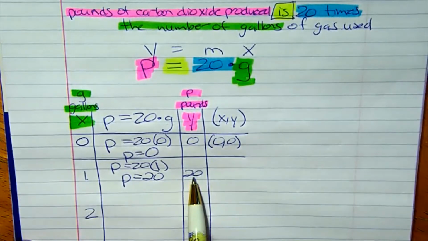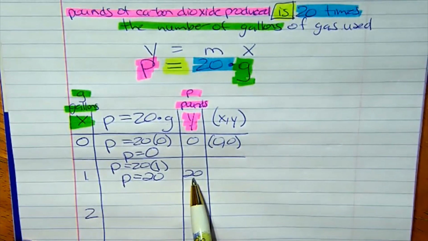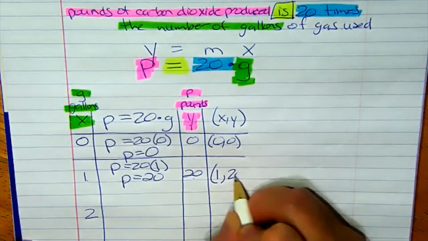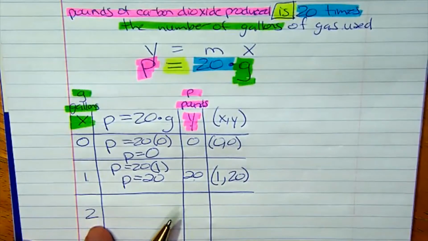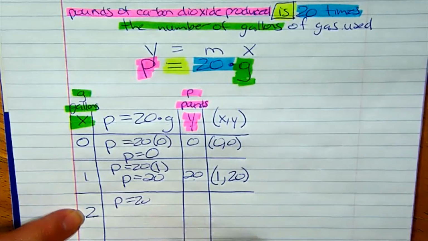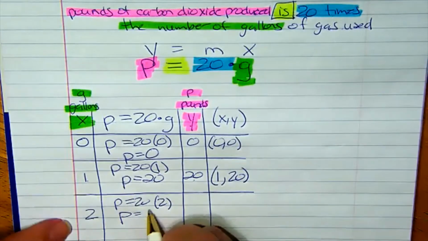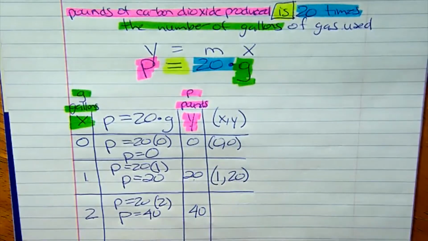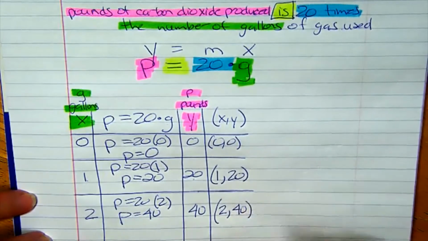Input, output. I'm putting in 1 gallon. I'm getting out 20 pounds. Put in 1, get out 20. Now we're going to put in 2 gallons. So input, we are going to put in 2 gallons of gas. When we put in 2 gallons, we get out, output, 40 pounds of carbon dioxide.